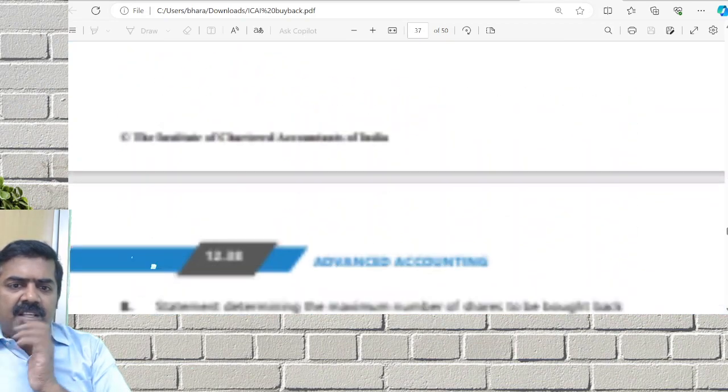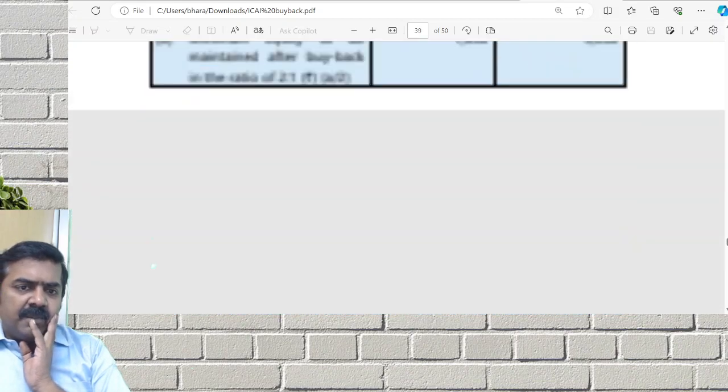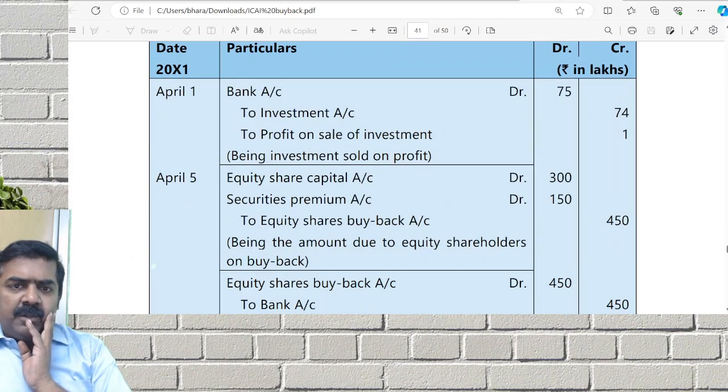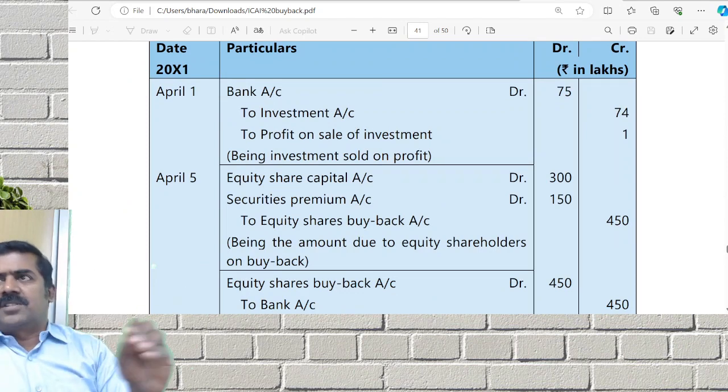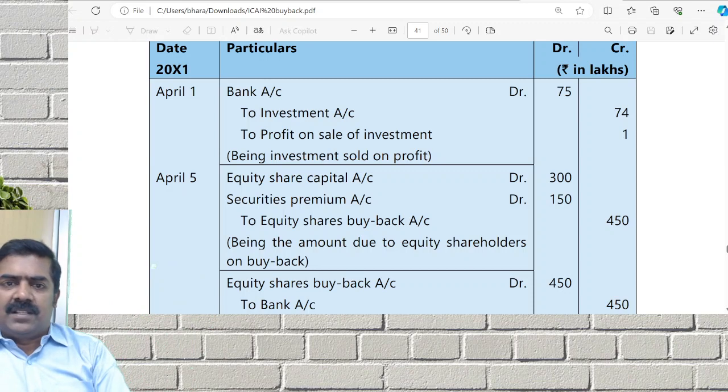Just let us check the entries alone. No need to apply anything. We sell the investments, no need to. This question we already practiced, we just see the solution.